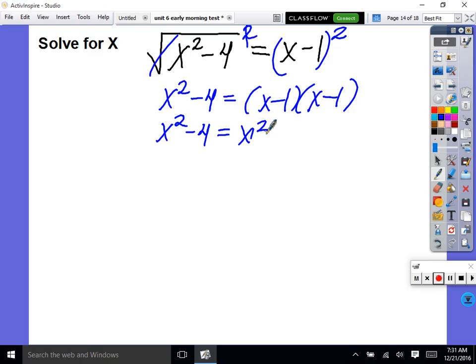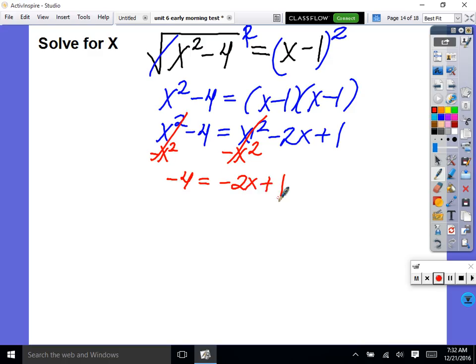I'm distributing and combining like terms. Minus 2x plus 1. Now you'd say to yourself, it's a quadratic. Don't I need to solve by combining like terms and getting it set equal to 0? So we would subtract x squared. Oh, wait a minute. So we have negative 4 equals, aren't our x squareds gone in this example? So we have negative 2x plus 1. So am I solving a quadratic? No, it's linear. So don't we just solve for x now? So you subtract 1. So negative 5 equals negative 2x. And then we would solve for x by dividing by negative 2. So isn't x positive 5 halves?